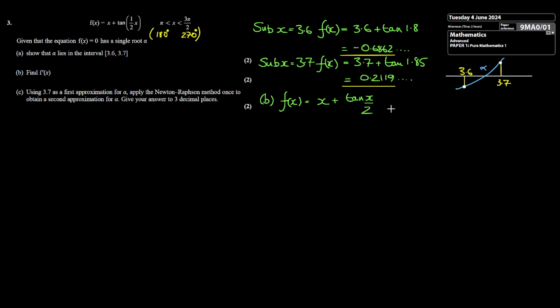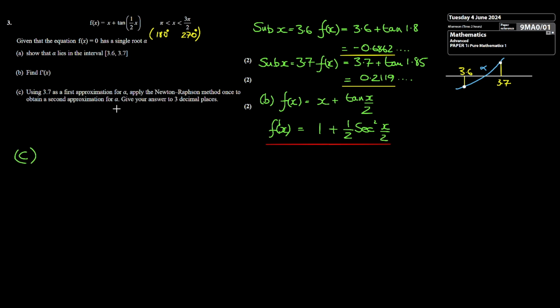And for part B, we have to differentiate f(x). So we can differentiate both of these terms separately. The first one is easy. This differentiates to 1. Now, if this was just tan x, this would differentiate to sec squared x. But we've got to use the chain rule. Yes, we're going to get sec squared (x/2), but we have to differentiate x/2 as well. So the differential of x/2 is a half, and this is going to be 1 plus a half sec squared (x/2). And that's the answer to part B.